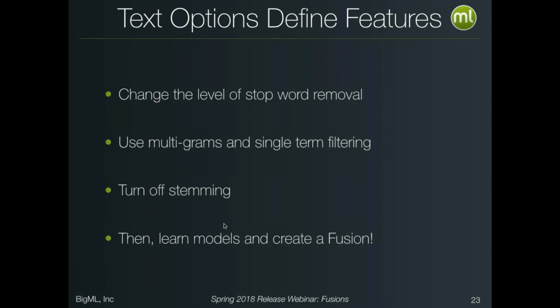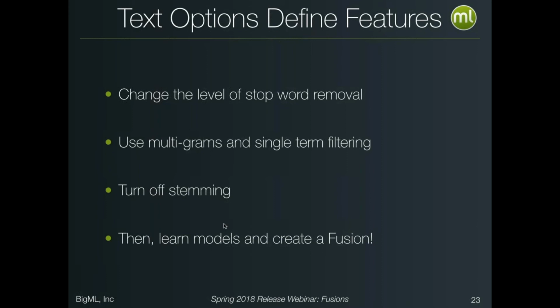That have very, very different features by doing things like changing the level of stop word removal, removing all of the common words in one model and removing none of them in another model, or using multigrams and single term filtering. So you have one model that's learned basically on only single word phrases, and another model that's learned on only phrases that have a number of words greater than 1. And we're going to see that in a second.